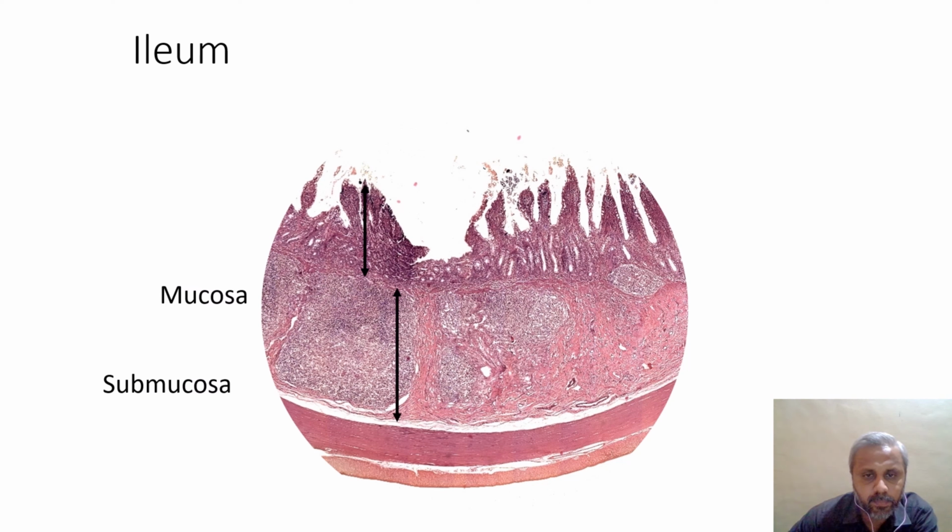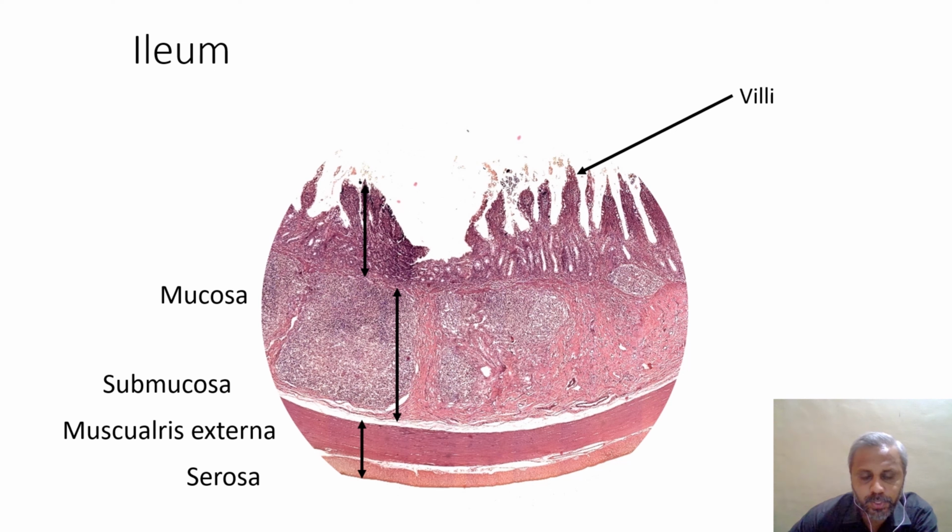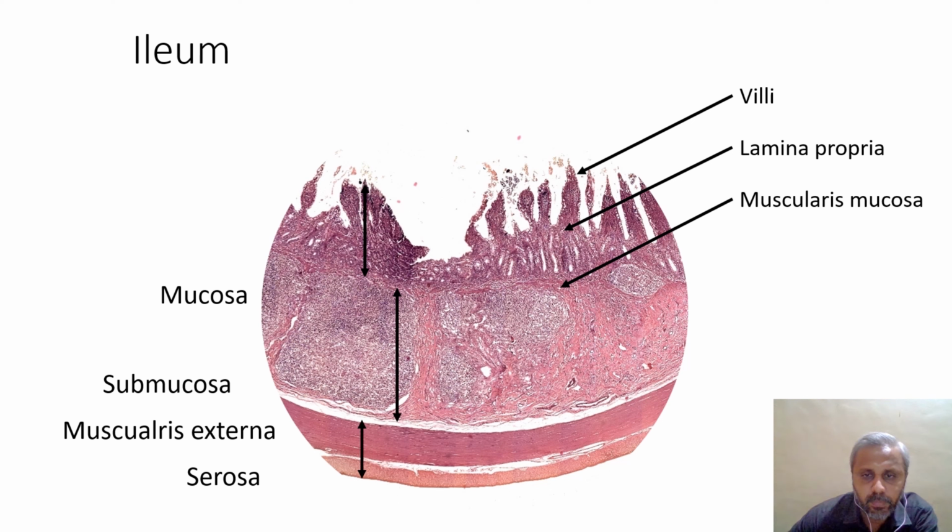The last slide we have in small intestine is ileum. This is the cross section of ileum. Even ileum has four layers: mucosa, submucosa, muscularis externa, and serosa. Mucosa shows club-shaped villi, the core of which is formed by lamina propria. This is the muscularis mucosa, which forms the limiting boundary of mucosa and submucosa.